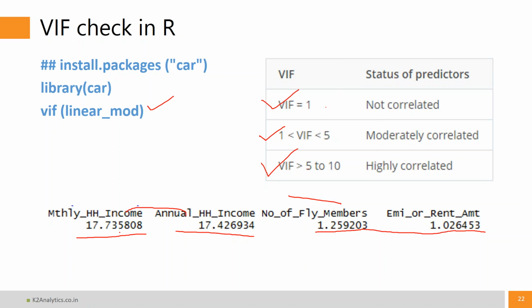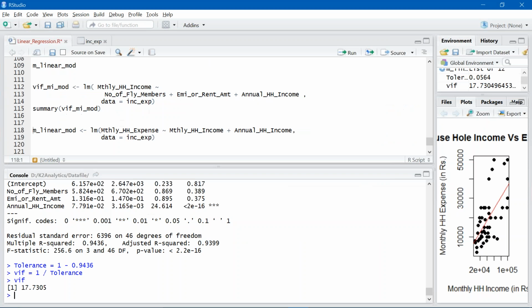Why is this combination happening? Because what it shows is the equation that it has developed, 5.82 e raised to 2. So 582 times number of family members plus 0.13 EMI plus 0.078 times annual income is the relationship between this monthly income and the other variables. And based upon that equation, monthly income can be computed for a given family. Right?